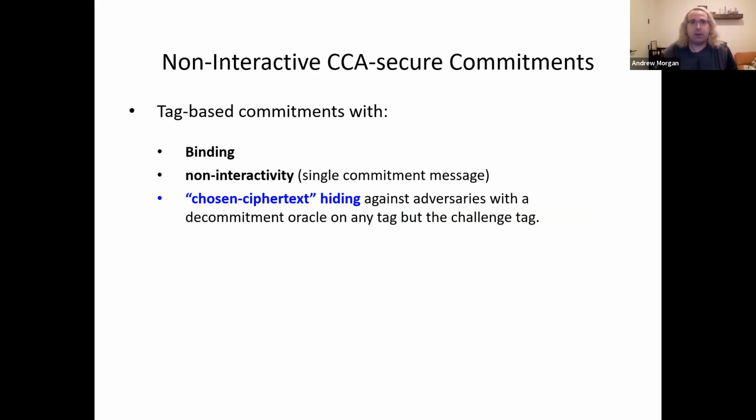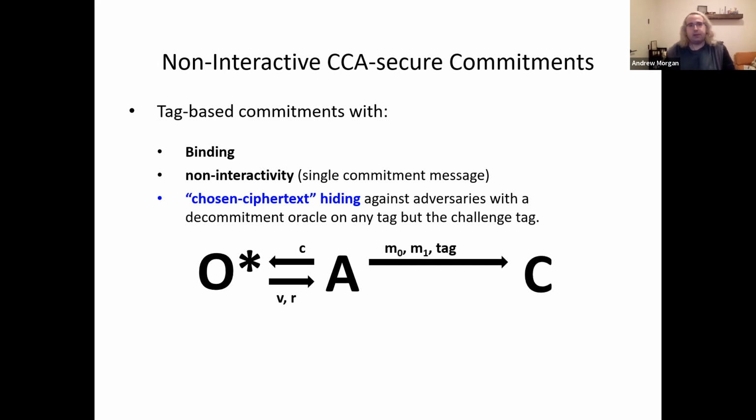And they satisfy a binding property that a commitment can't be opened to 2 distinct values. And most notably, a strengthened notion of chosen ciphertext hiding, analogous to the notion of chosen ciphertext security for encryption, which is defined by a security game where an adversary is allowed adaptive query access to a decommitment oracle, which we call O*, which on receiving a commitment returns the corresponding value and randomness usable to produce that commitment.